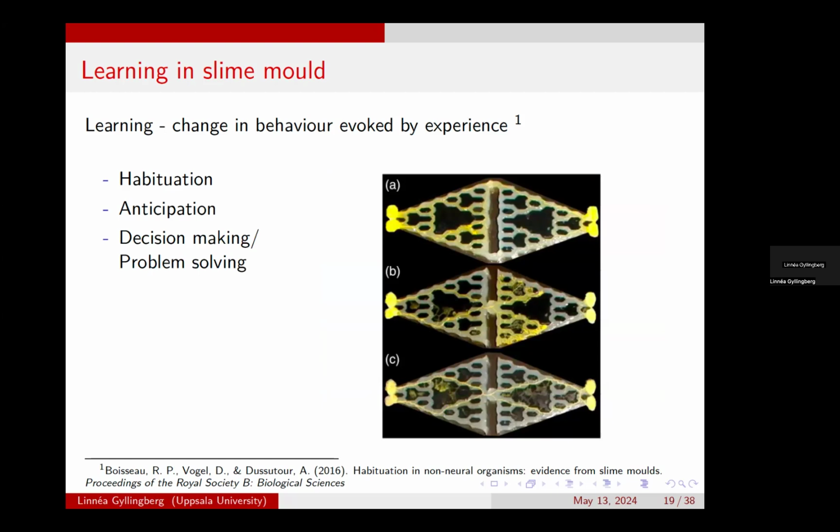And it also shows abilities of decision making and problem solving. So here, there's food here and there's food here. And this is a maze. After a while, the slime mold will form a network that is optimal in this maze. So the shortest path.